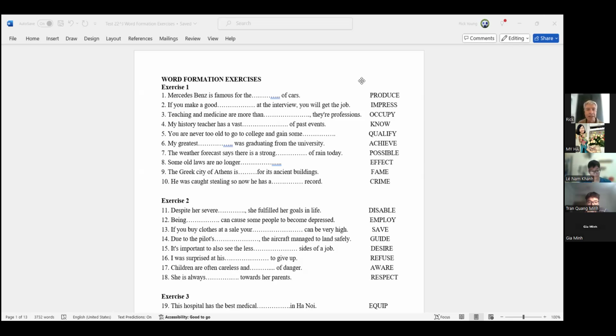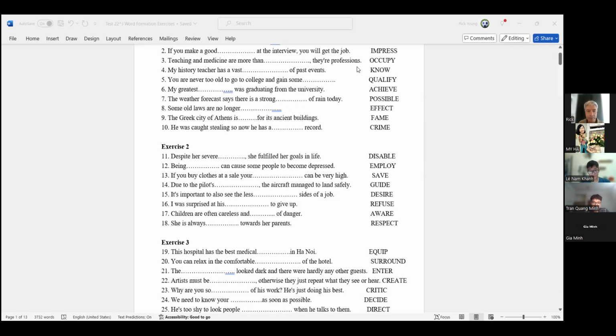Thank you, everyone. We'll go through the answers now. All right. Number 11. Despite her severe disability, she fulfilled her goals in life. Disability is the answer. Number 12. Being unemployed can cause some people to become depressed. Unemployed means without a job. Unemployed is someone who doesn't have a job.